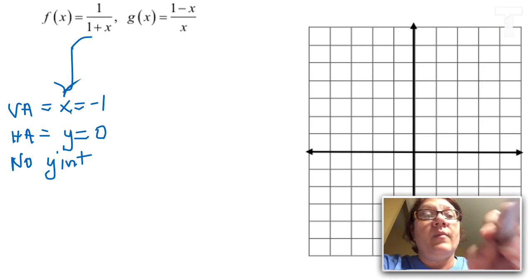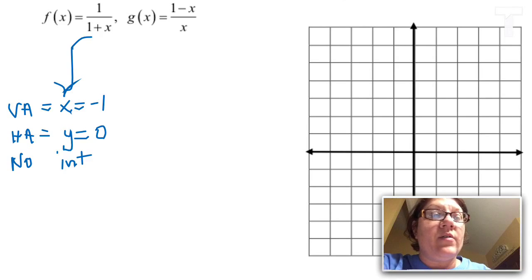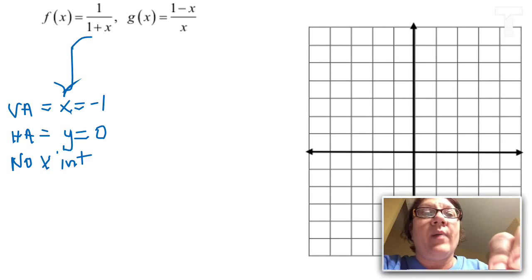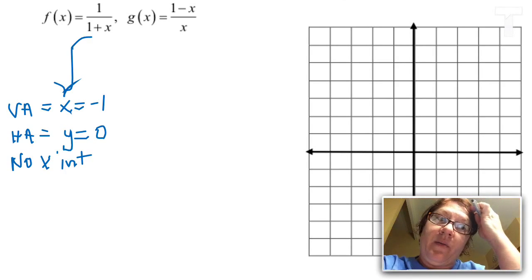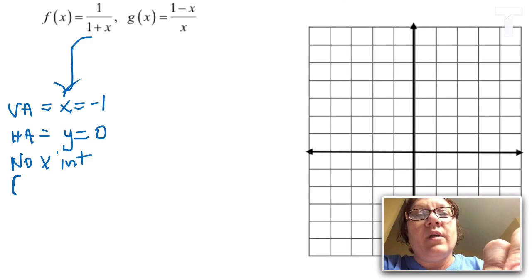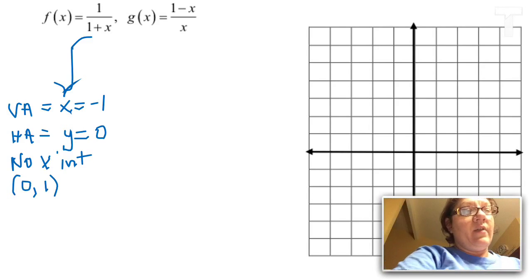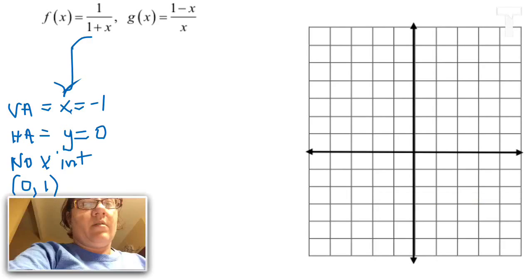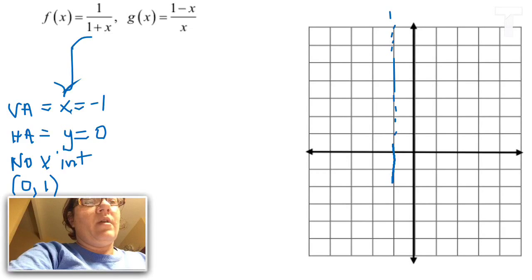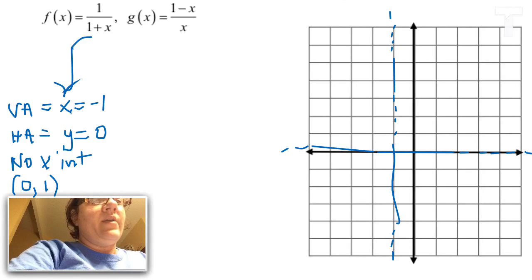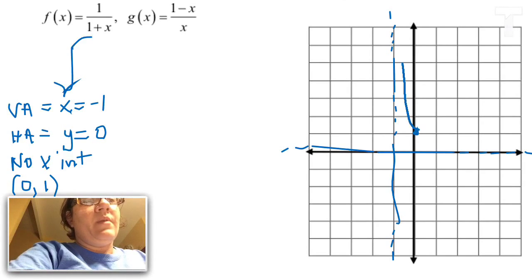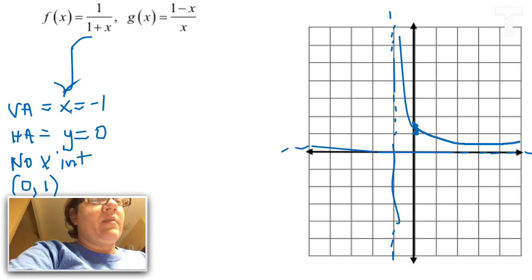Let's try that again. There'll be no x-intercept for the reason I just said. I can't make y be 0, but there is a y-intercept if I make x 0. So if x is 0, I'll get 1 over 1, which is 1. And so that'll give me enough to start graphing. So I have a vertical at -1. I have a horizontal at 0. I have a y-intercept at 0, 1, which tells me up in here I'll be approaching the asymptotes.